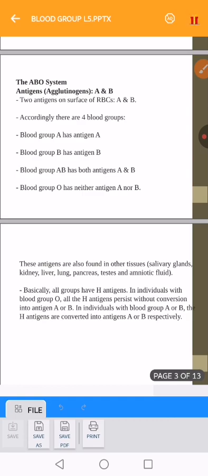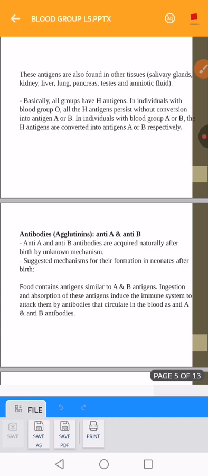So basically, we have one antigen called H antigen. Either that H antigen converts to the A antigen and the blood group becomes A, or it converts to the B antigen and the blood group becomes B, or it persists like this and the blood group becomes O, or it converts to both A and B and the blood group becomes AB.